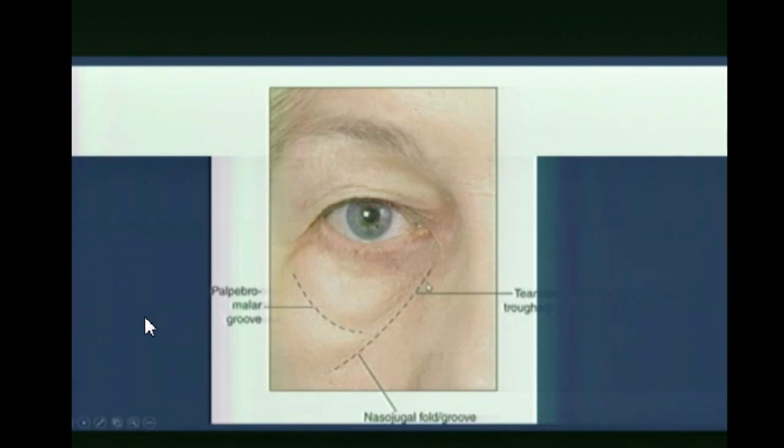Tear trough is the depression that lies between the nose and the eyelid. And this is a very common area for injection, for improving the depression and also for the dark circles. It helps improve the dark circles because hyaluronic acid, besides being a filler, also improves the hydration of the skin, so the color will improve after that. Also, we inject in the palpebral malar groove to improve it, and a little bit in the nasojugular fold.